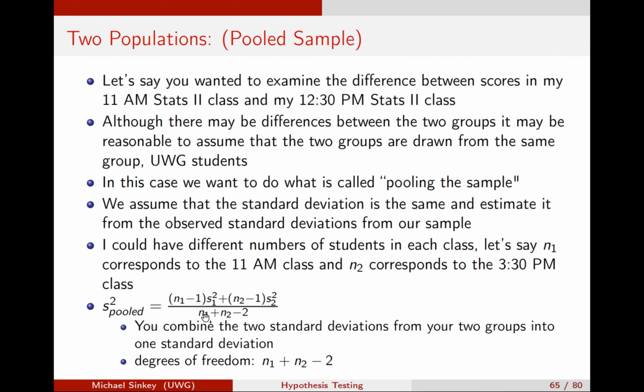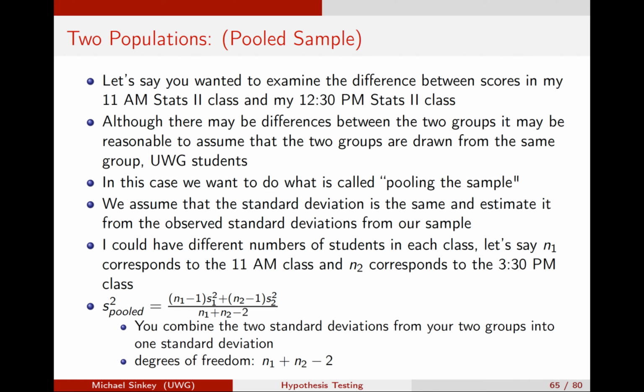The reason we pool the sample is so we can increase the sample size. When I pool the sample for statistical purposes, my degrees of freedom are n1 plus n2 minus 2. The minus 2 comes from n1 minus 1 plus n2 minus 1, and then you have 2 minus 1s, that gives you minus 2.